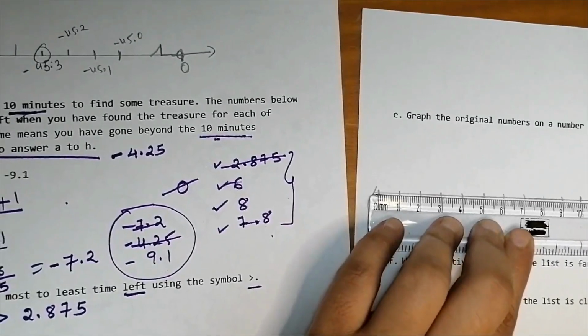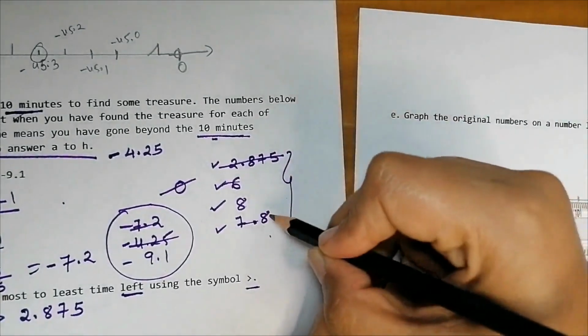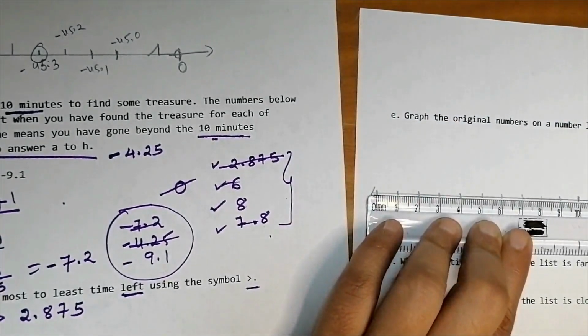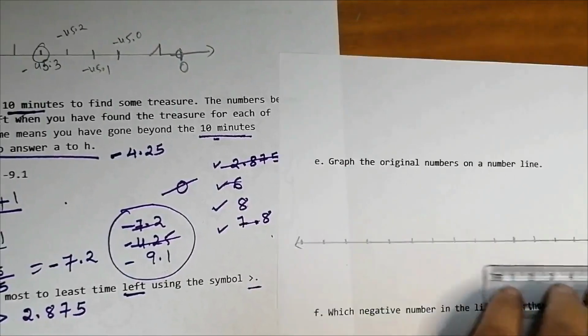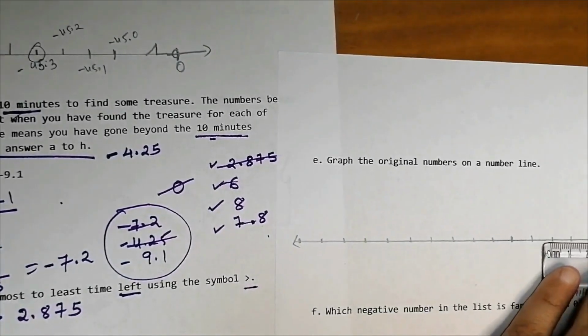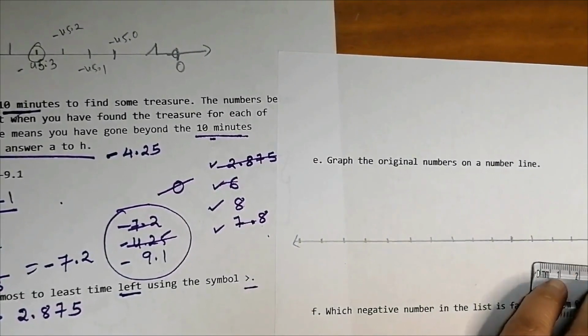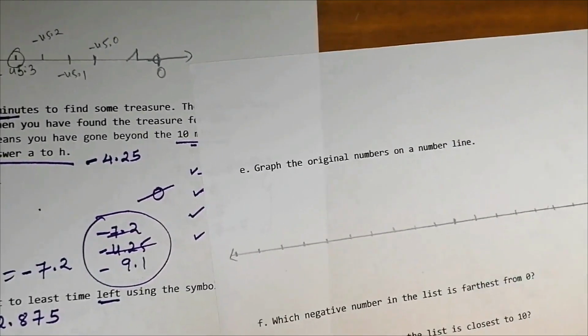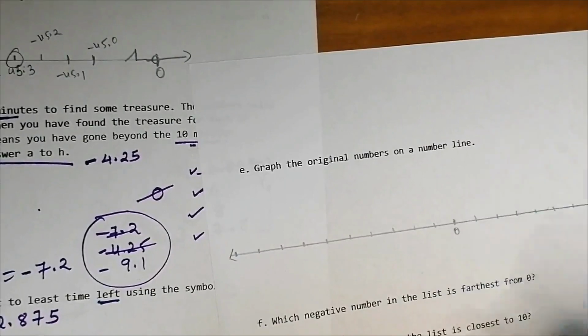Then we go to the positive side. The highest we have is 8, right? So we'll have to have until 8. 1, 2, 3, 4, 5, and 6, 7, 8. Perfect. Okay, I just did it dark so that I know this is 0.